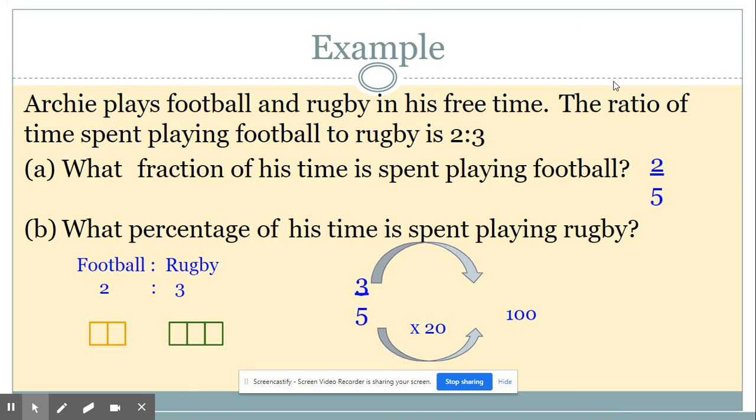So if I multiply 5 by 20, it is equal to 100. Because I have multiplied the denominator by 20, I have to multiply the numerator by 20. So 20 times 3 is 60. 60 out of 100. Percentage is out of 100. So it will be equal to 60%.